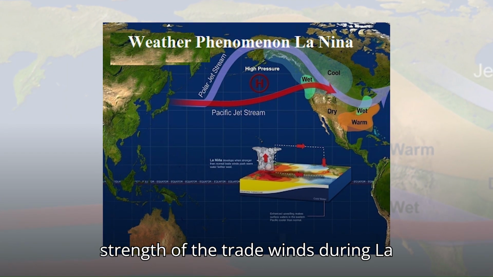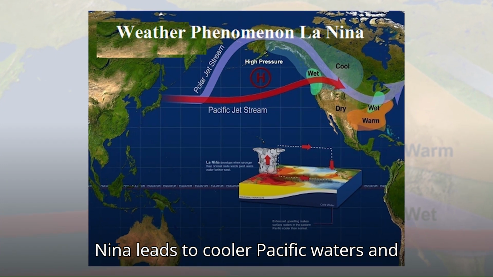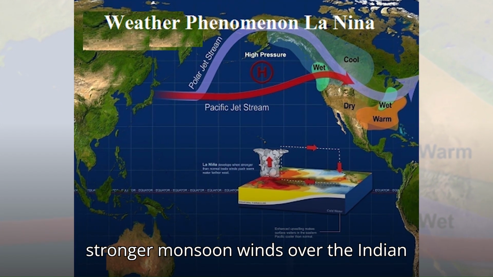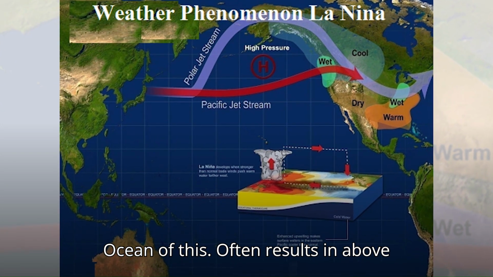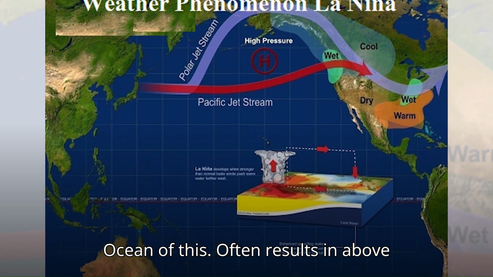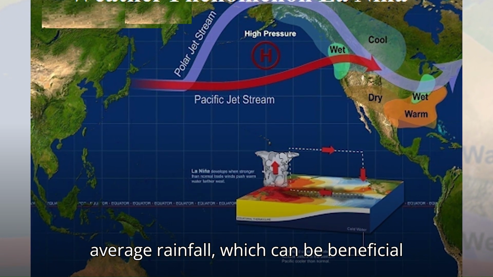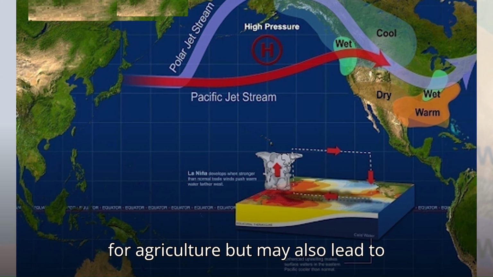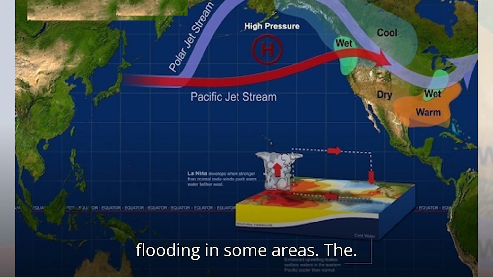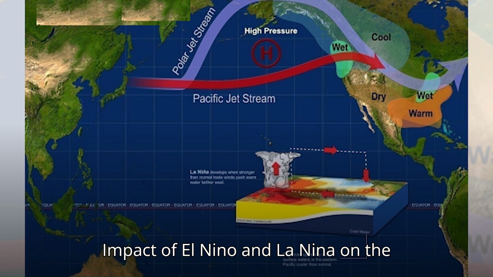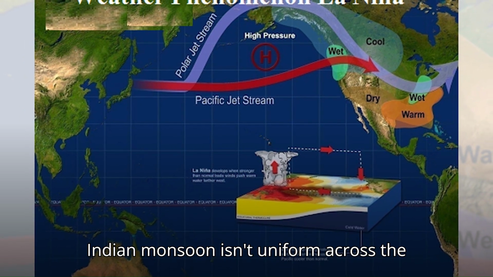The increased strength of the trade winds during La Niña leads to cooler Pacific waters and stronger monsoon winds over the Indian Ocean. This often results in above-average rainfall, which can be beneficial for agriculture but may also lead to flooding in some areas.